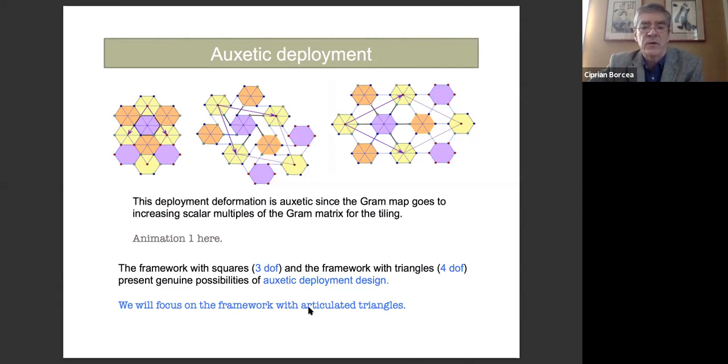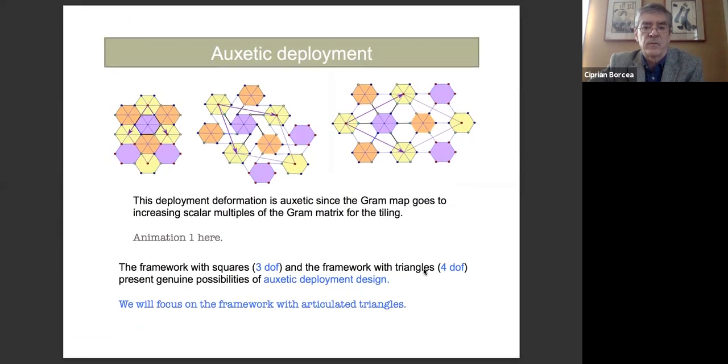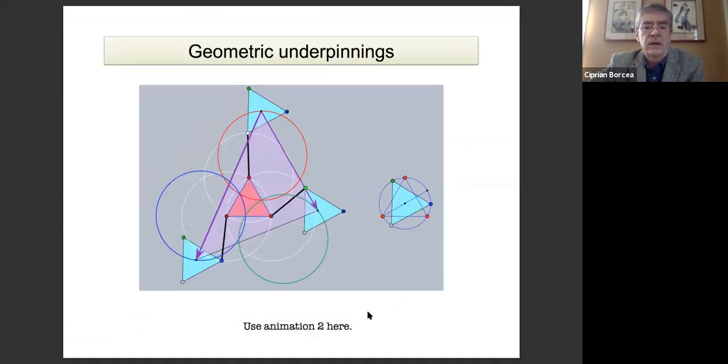So now we focus on the framework with the triangles, and let's look at it more carefully with the geometer's eye. So before looking at the animation, I will mark what is interesting to notice.